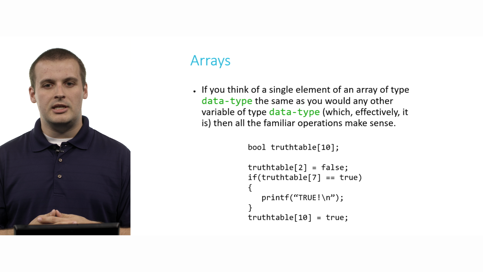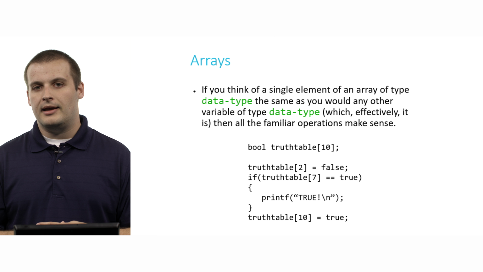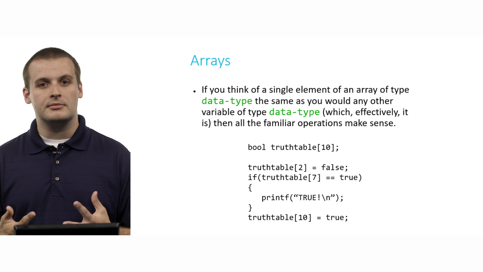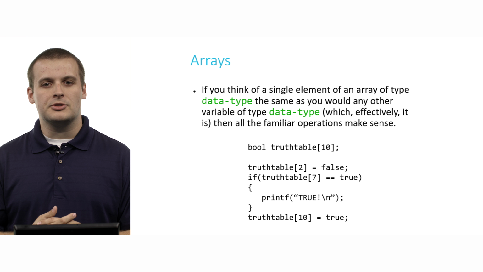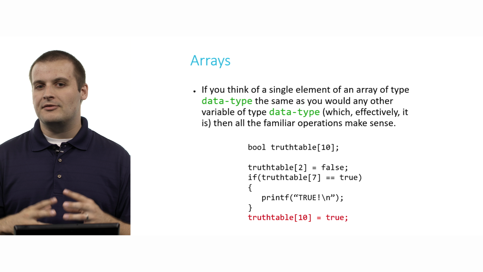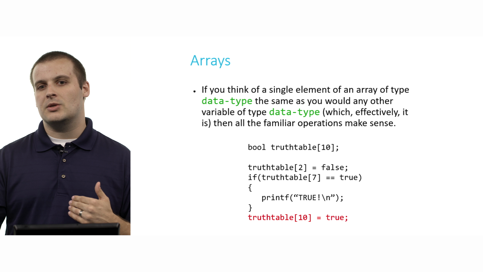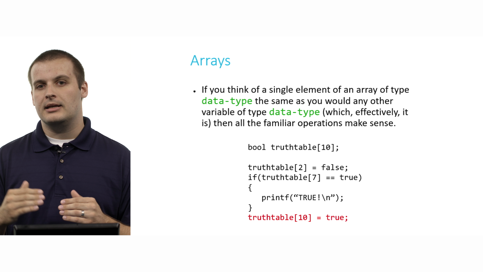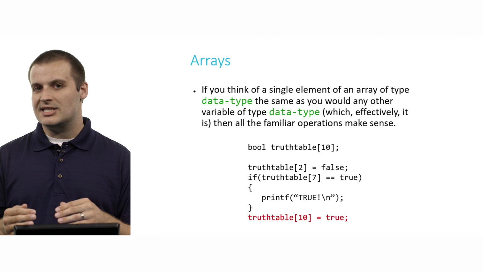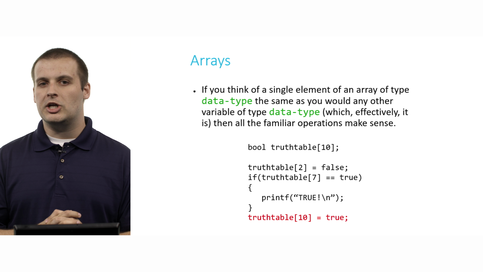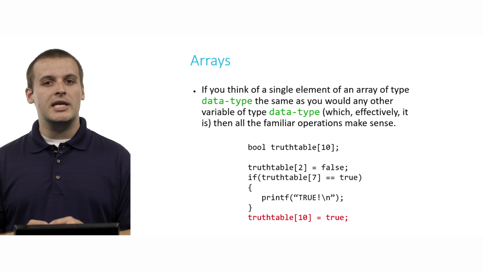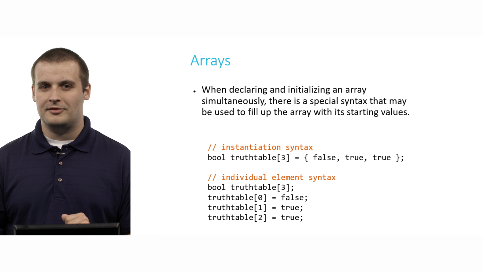If truth_table[7] == true, which is to say, if the 8th element of truth_table is true, maybe we want to print a message to the user, printf("true"). I could also just say truth_table[10] = true, right? Well, I can, but it's pretty dangerous because remember, we have an array of 10 booleans, so the highest index that the compiler has given us is 9. This program will compile, but if something else in memory exists where we would expect truth_table[10] to go, we could suffer a segmentation fault. We might get away with it, but in general, pretty dangerous. So what I'm doing here is legal C, but not necessarily the best move.